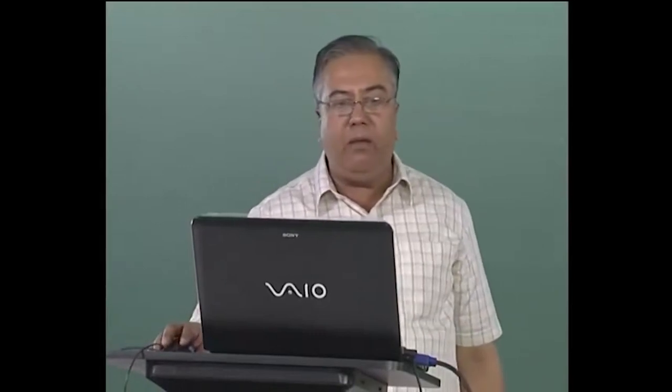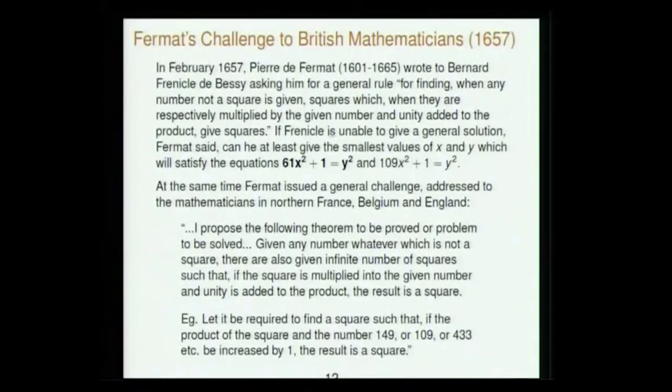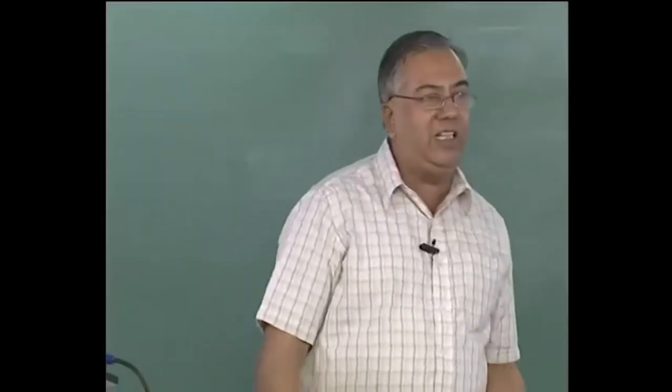Now we quickly go to the Euler-Lagrange method. So what is the history of this? In 1657, Fermat, the famous French mathematician, posed a challenge to the British mathematicians. First he wrote to his friend Frenicle de Bessy, saying, can you solve these two equations, 61x squared plus 1 is equal to y squared and 109x squared plus 1 is equal to y squared, for x and y in integers. Already you see that the 61x squared is coming there.